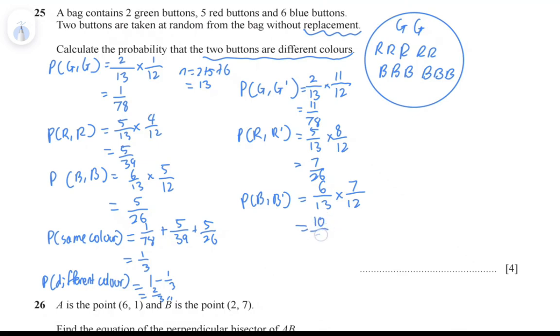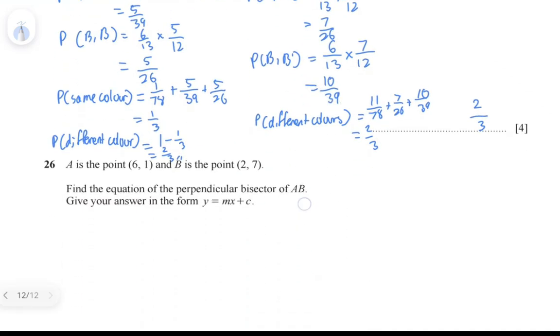10 over 39. So, thus the probability of different colors will be all of this added up, which is equal to 2 over 3 in the same way. Thus, that is our final answer.